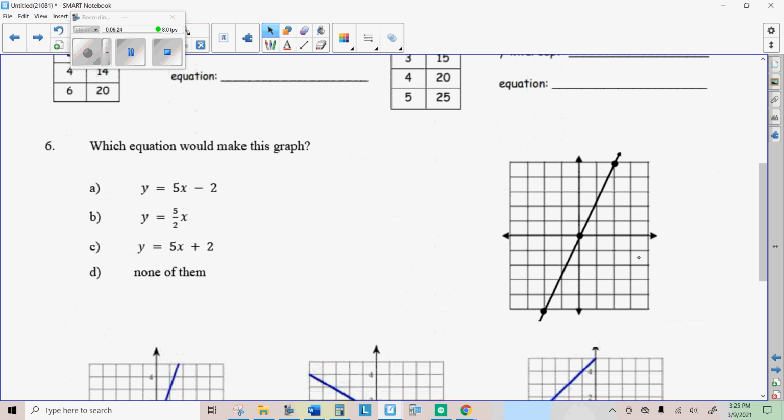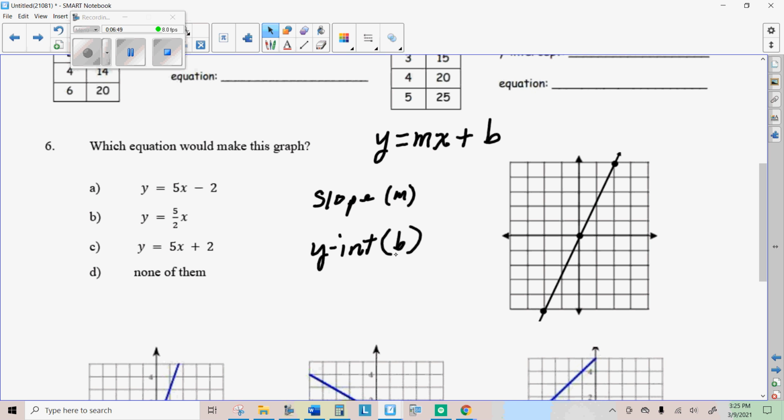All right, when we look at a graph, we want to look for two things. We want to look for the slope, and we want to look for the y-intercept. When we write an equation, like we've been doing, the slope, which a lot of times we use the letter m for, goes in front of the x. It's the coefficient of your equation. And the y-intercept is what you add on.